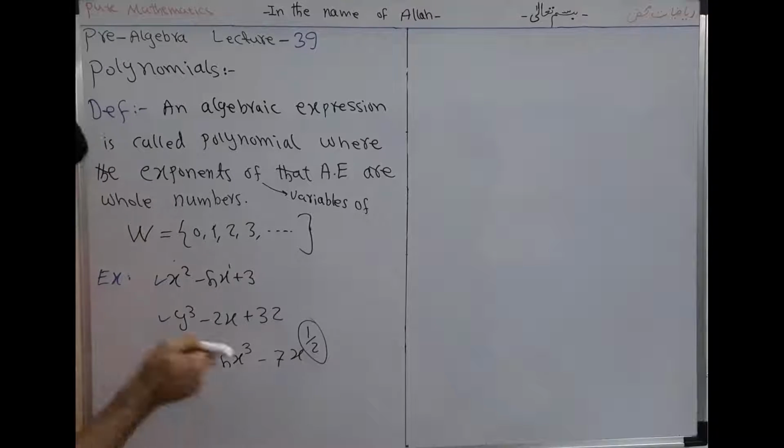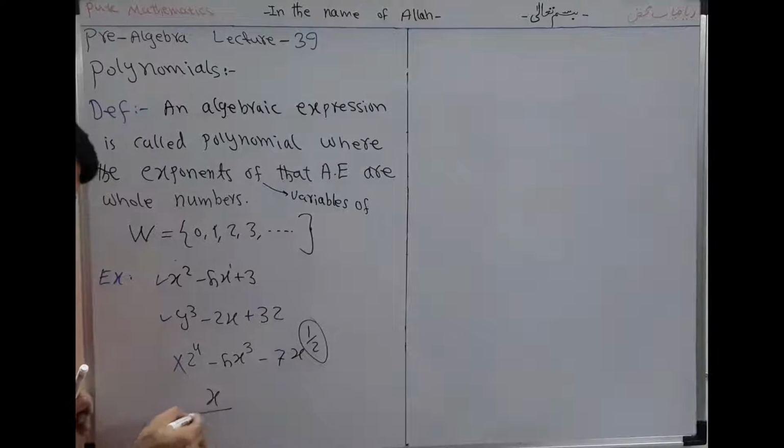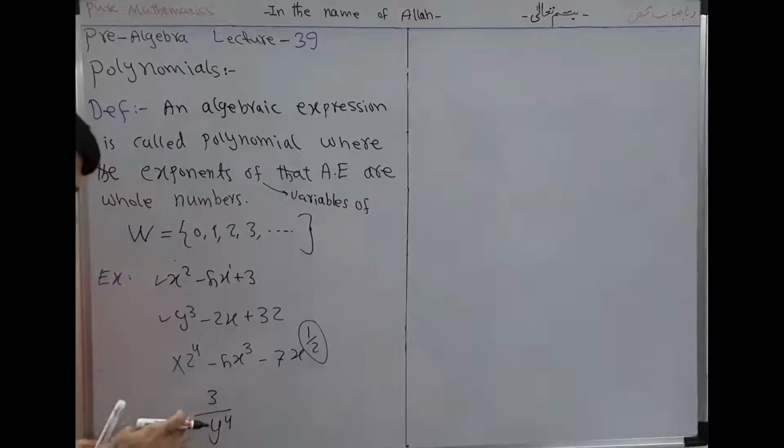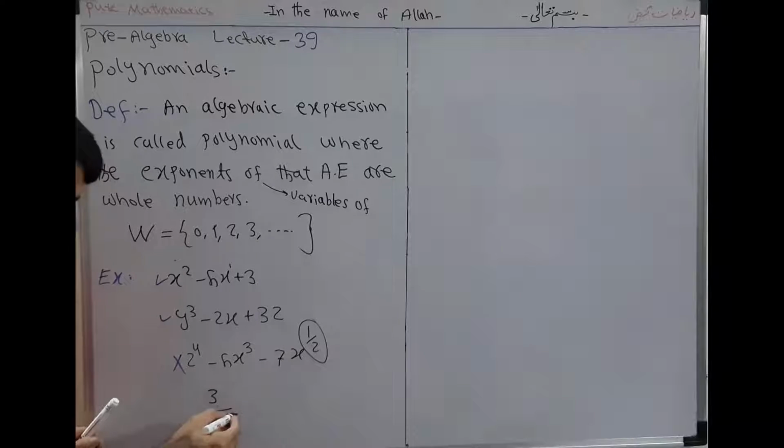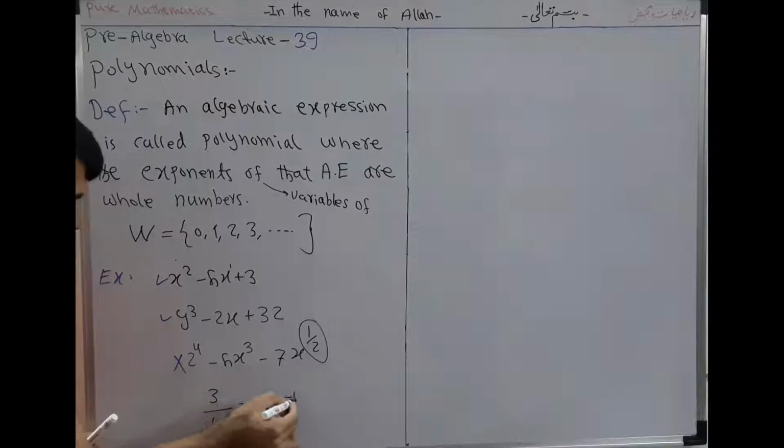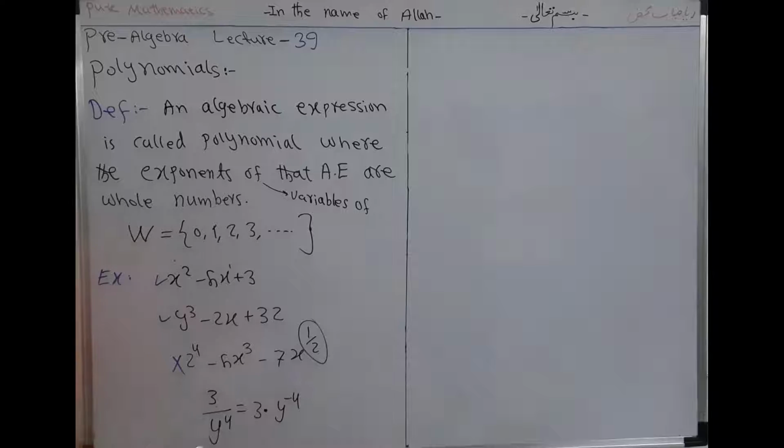Also 3 over y to the power 4. It is not a polynomial. Why? Because according to the rule of powers, we can write y to the power minus 4. Minus 4 is not a whole number. Therefore it is not a polynomial.